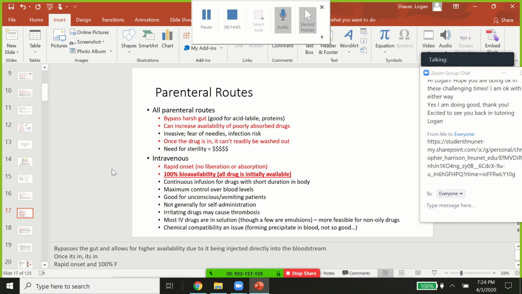With the parenteral route, once the drug is in, it can't readily be washed out. Okay, so that's something else to keep in mind about these routes.